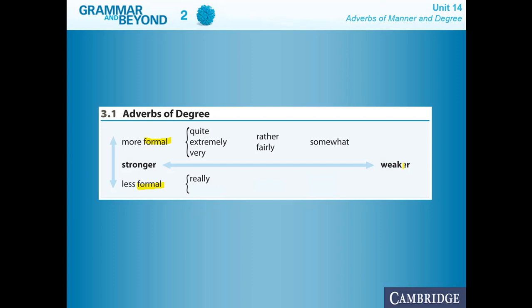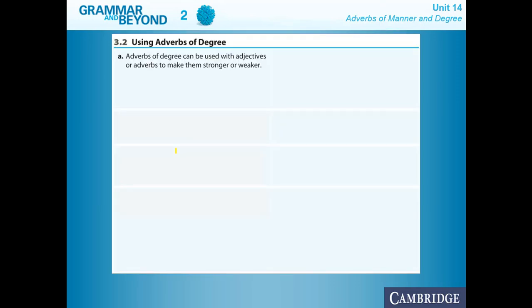Then we have really. We have also so. We tend to use these ones, right? But they are less formal than these ones. I will encourage you to start using these ones because you will sound more native, right? Pretty, kind of, sort of. Okay, how do we use adverbs of degree?